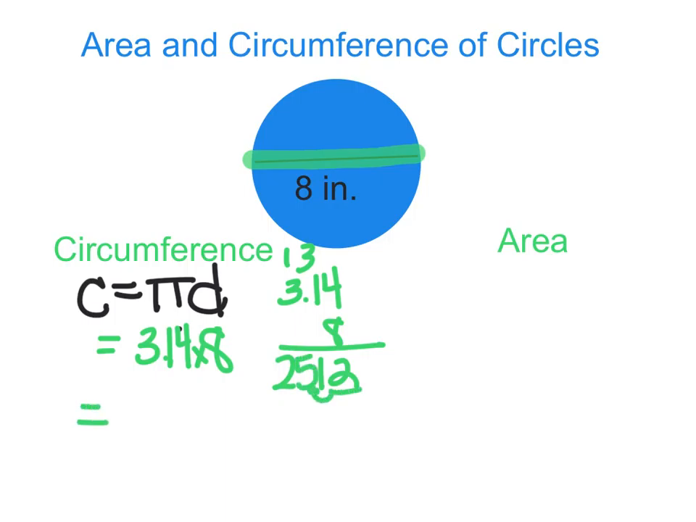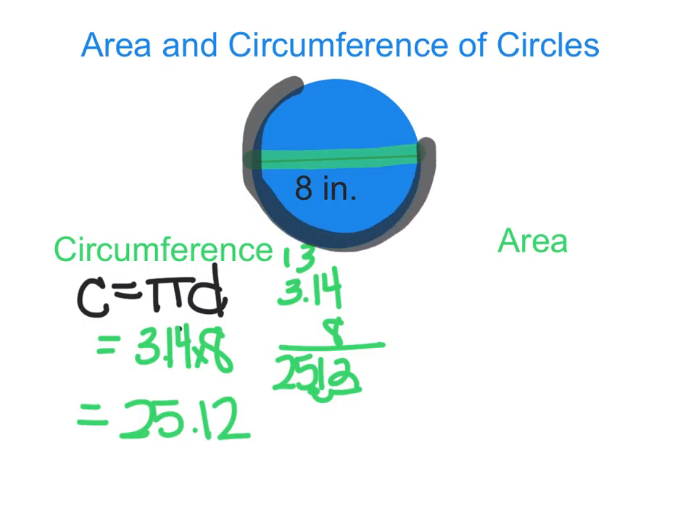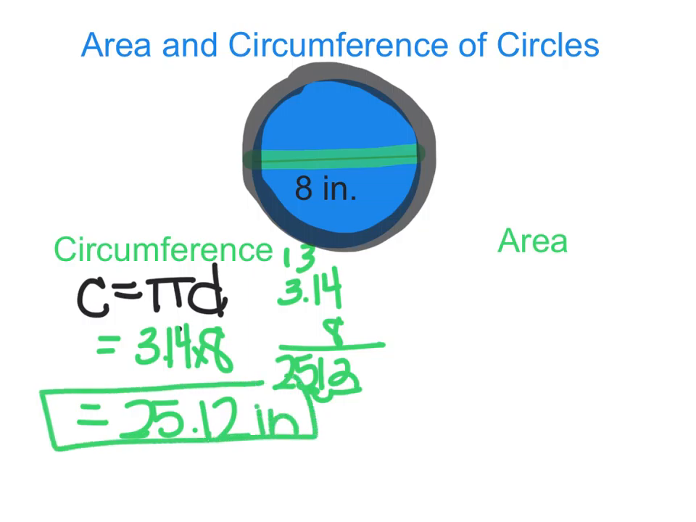So my answer is 25.12. Now circumference is the distance around the outside of the circle. So I measure that like length. It's like how long of a string should I use. So the length around would be measured just in inches, not in inches squared. So it would be 25.12 inches.